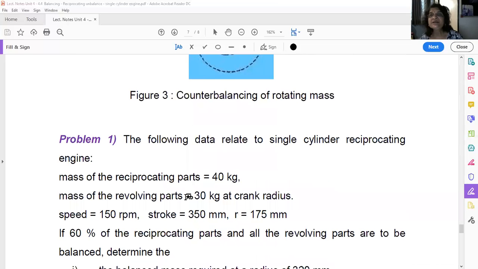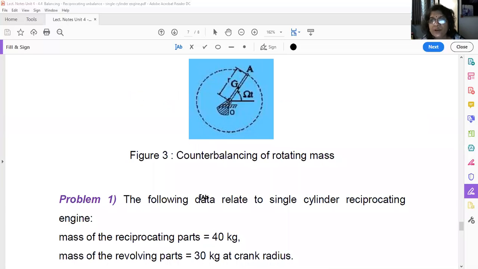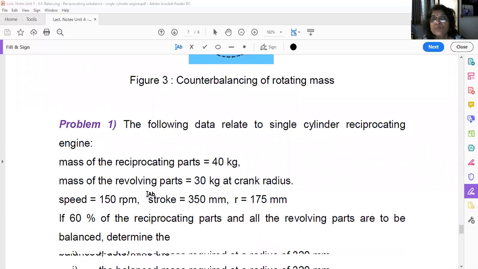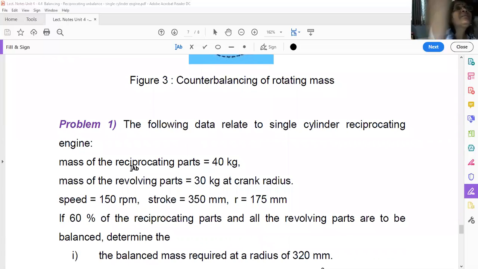So now let us see the problem on single cylinder engine. The following data relate to the single cylinder reciprocating engine. Mass of the reciprocating parts is 40 kg. Okay, mass of the, you can say, piston. Reciprocating parts means basically the major contributory mass is the piston. Mass of the revolving parts is 30 kg at crank radius.